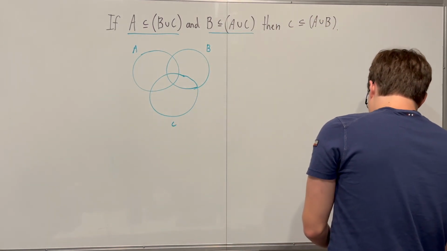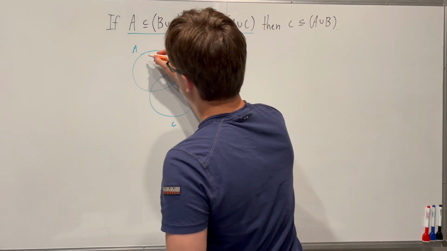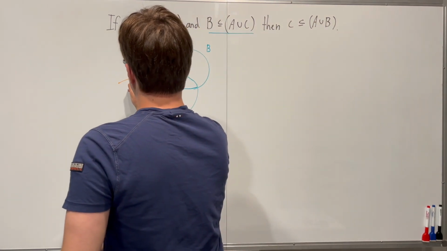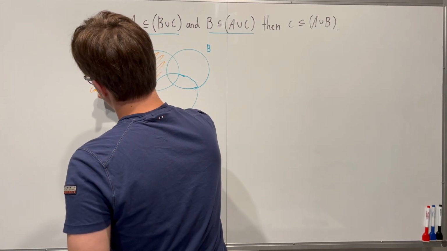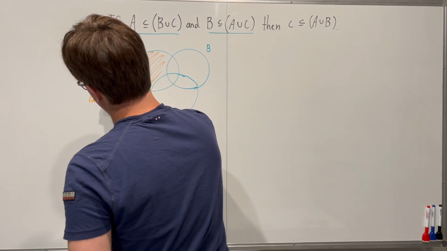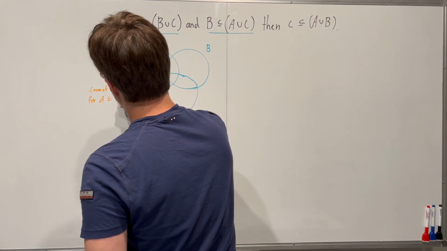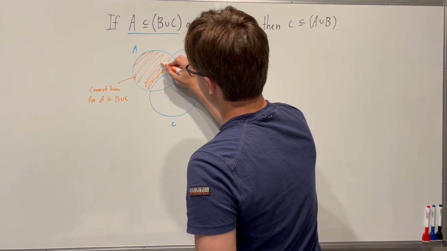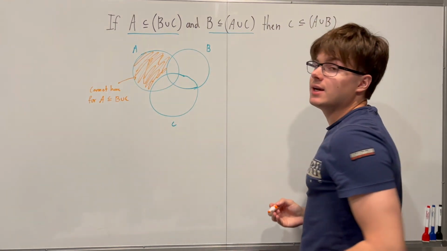Let me actually highlight it maybe in a different color. And to make it more clear, we say: cannot have for A to be a subset of B union C. So we want to remove basically this area I've shaded in orange.